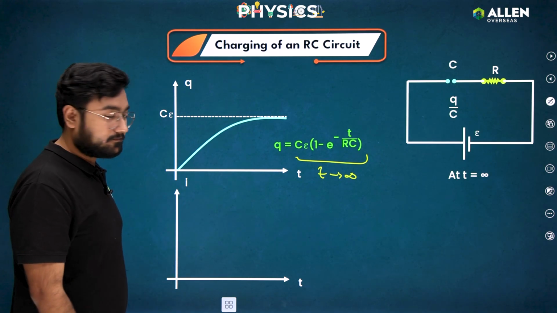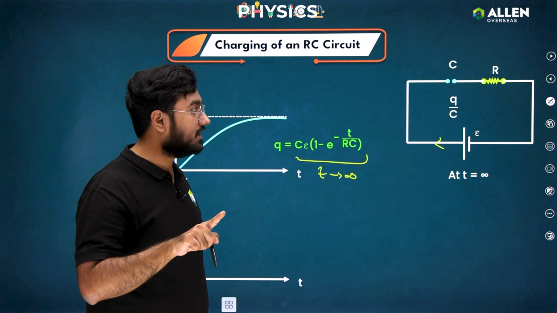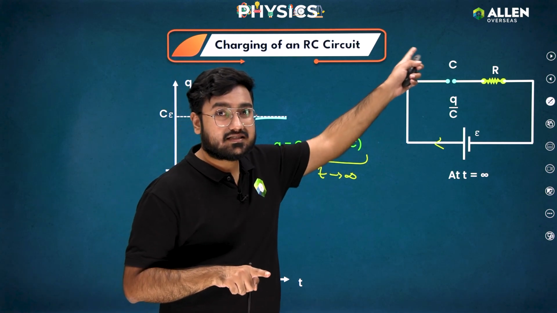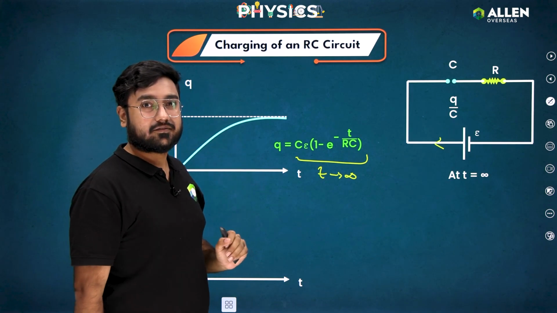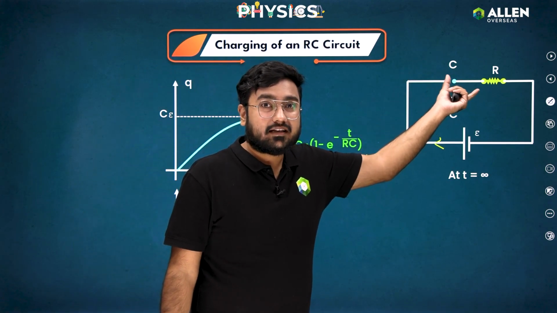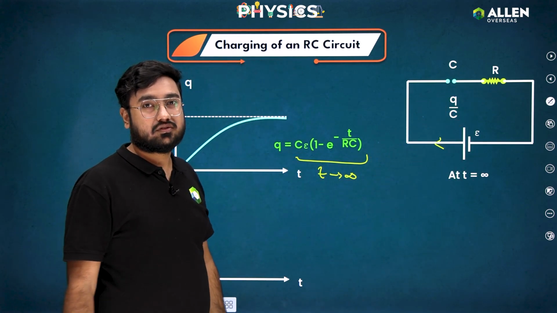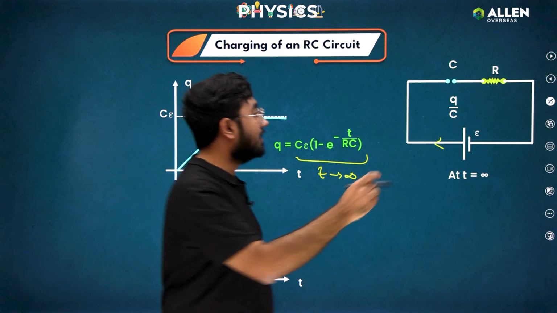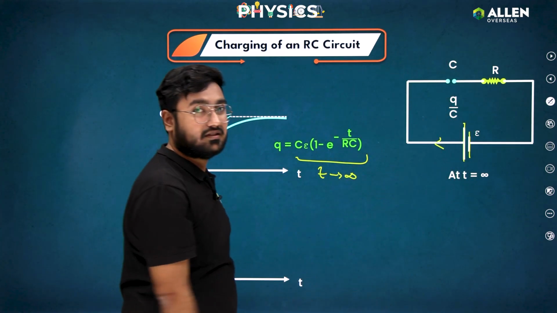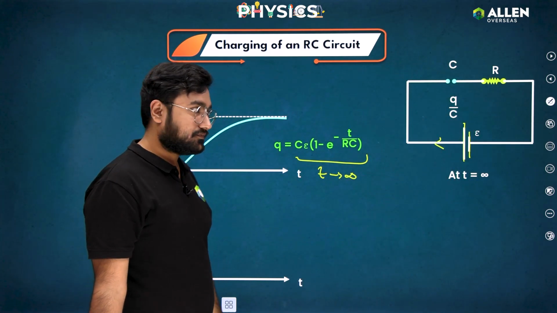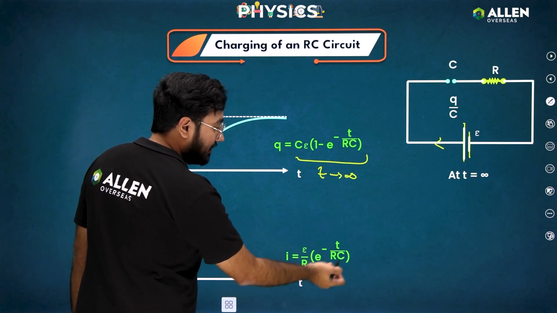What about the IT curve? Initially the current is maximum. And when the capacitor gets charged, the current is dropping down. Current is decreasing. And at last, the capacitor will work as an open circuit, so current will drop to 0. The current will stop flowing in the circuit when the potential of this point becomes the potential of this point. That's how things work. So the curve will be a decay curve, and this will be E by R e to the power minus t by RC.